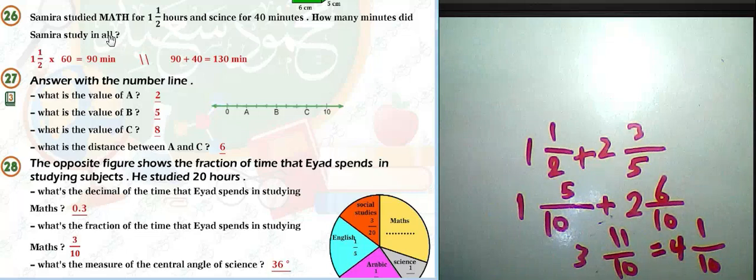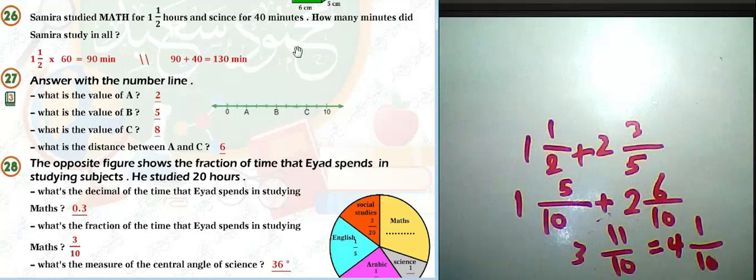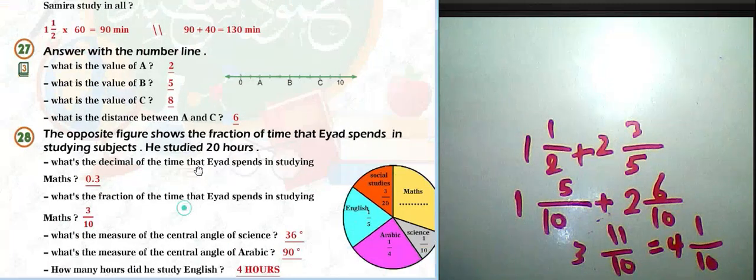We can add them, but you must convert 40 minutes to hours by dividing by 60. Or you can convert 1.5 hours to minutes. 1.5 hours: we know 1 hour equals 60 minutes and half an hour equals 30 minutes. 60 plus 30 equals 90 minutes. So the total minutes will be 90 plus 40 equals 130 minutes.